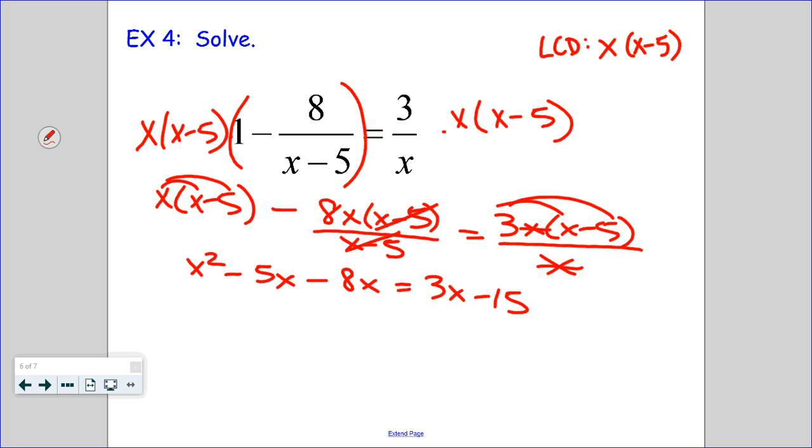And so in order to solve this, what will I have to do? What'd you say? Set it equal to 0. So again, I like to have my x squared positive because it makes it easier to factor. So I'm going to move everything to the other side. Okay? So I have x squared, and I'm going to subtract the 3x on both sides. So I have a negative 5x minus 8x minus 3x. What does that give me? Minus 16. And then I'm going to add the 15 over. Okay, I'll give you a minute here to try to factor that.